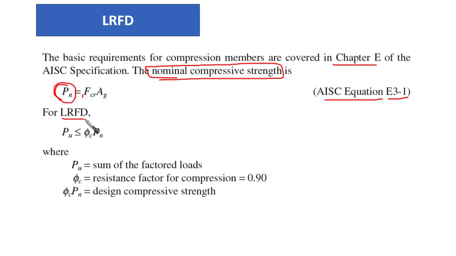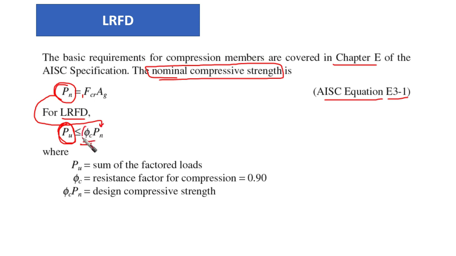And for LRFD, we are going to reduce this Pn by multiplying it by the resistance factor for compression. Commonly we use 0.9. So our Pu, which is the sum of the factored loads, should always be less than or equal to the resistance factor for compression, which is 0.9, times the nominal compressive strength.